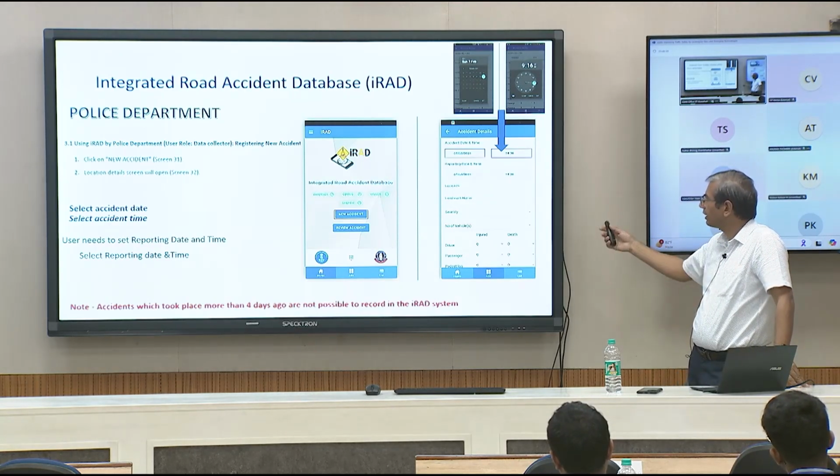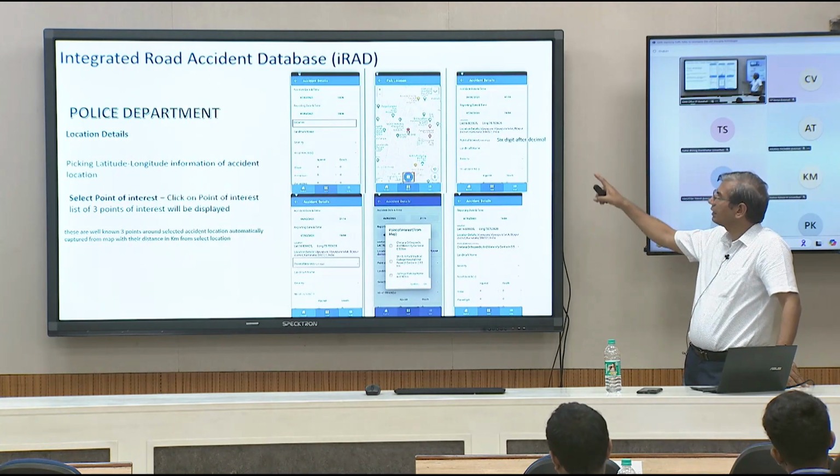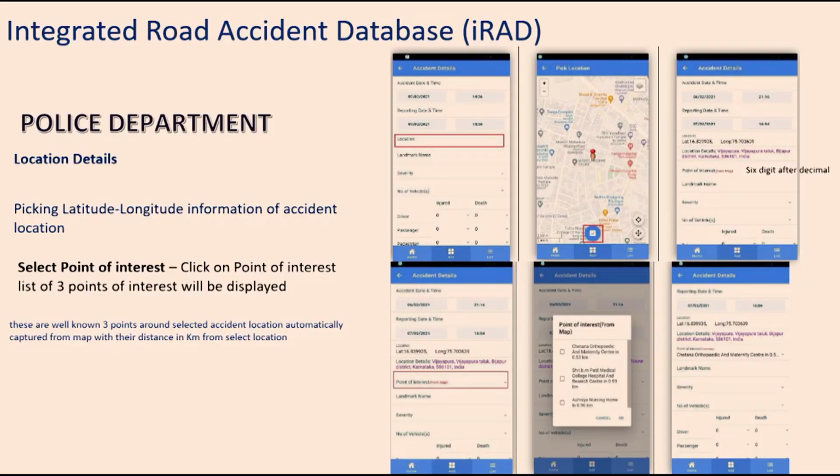So, after filling this up, then this was the location detail. As soon as you tap location, Google Maps will open. If you are exactly at the accident location, you can capture the current location, and the latitude and longitude will get captured automatically. Or you zoom in and locate the exact location. Even if you are not at the site, you can still mark the correct location. Six decimal places will get recorded automatically.